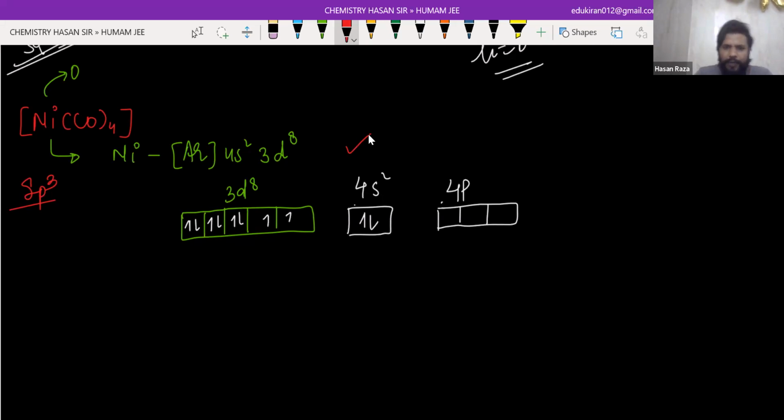Austin and Humam, see what happens. Since CO is a strong field ligand, as I told you, the electrons will be excited in this part. So you know what will happen? 1, 2, 3, 4. Okay.